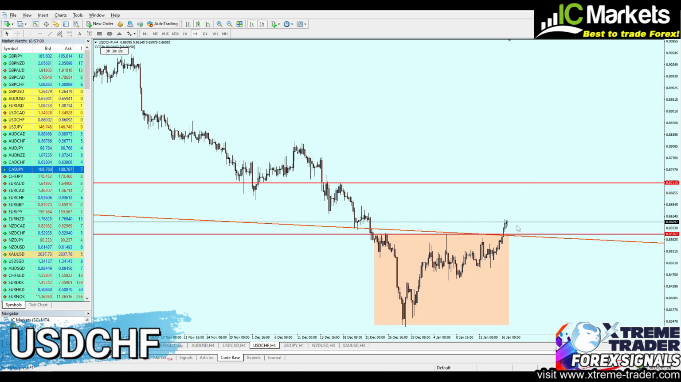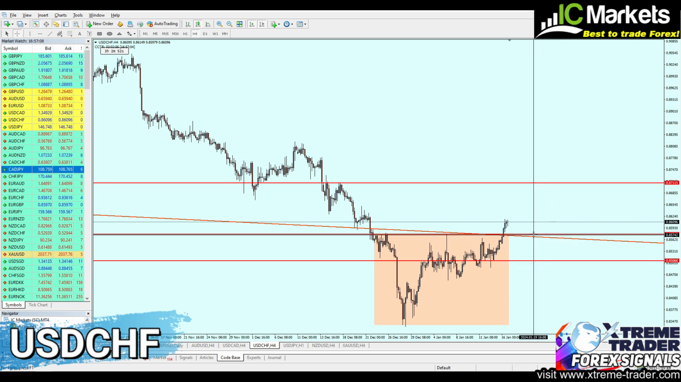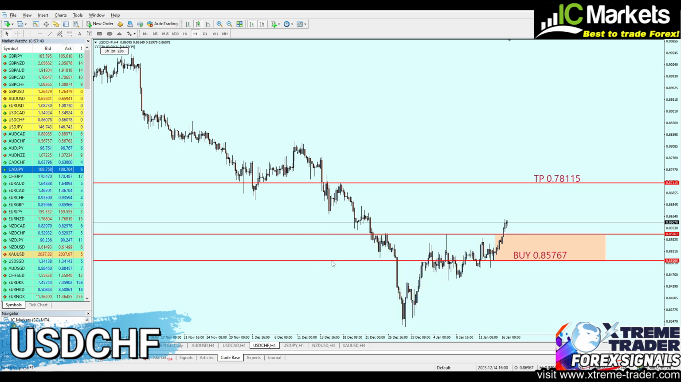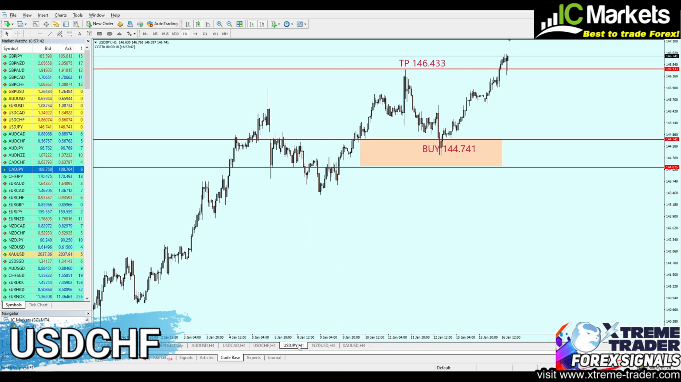134 pips is going to be our take profit level. However, a safe zone that shouldn't be lower than the previous level of a key support at 0.85068, ranging for about 67 pips against 135 pips of profit. Let's now go to the USD JPY.